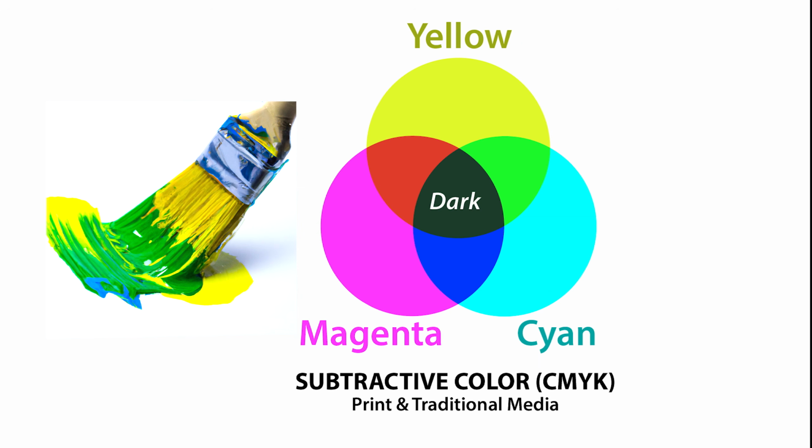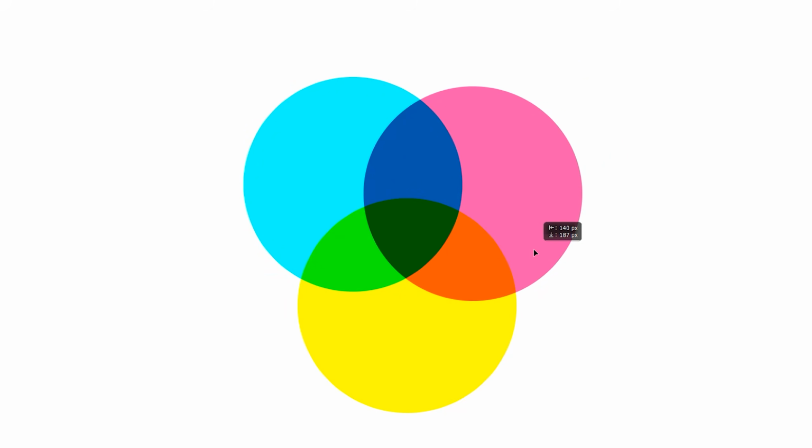In the subtractive model, colors are created by mixing different pigments or inks together. This is the model used in printing and painting. In this model, when you mix the primary colors of cyan, magenta, and yellow together, you get black. This is because the different pigments absorb or subtract different wavelengths of light, which results in less light being reflected back into our eyes, and therefore a darker color.